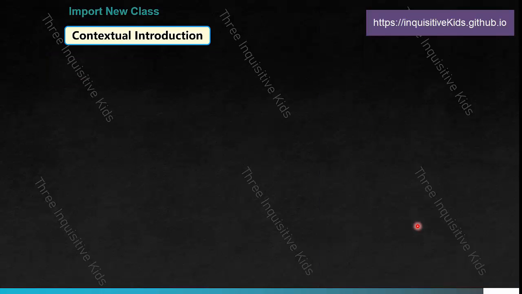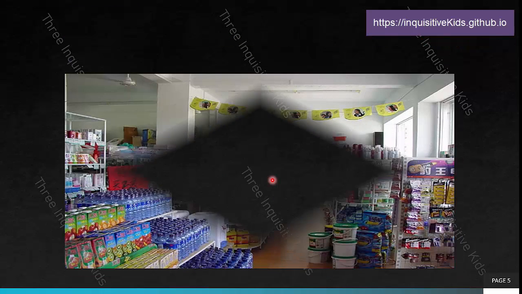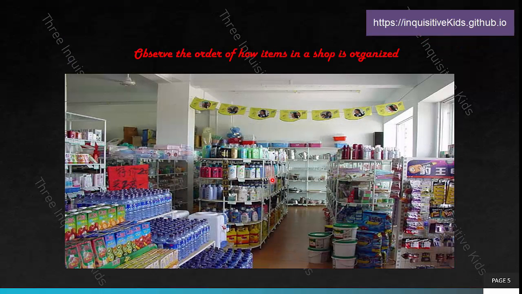To introduce this new class that we're going to be starting, first, take a look at this picture. Think about how the medicines in the shop are placed. These are all medicines. How are they organized? What about this grocery store here? How are the items in this grocery shop organized? Is it all over the place, or is it in some pattern, in some classifying?